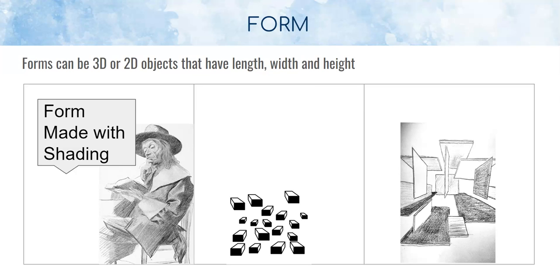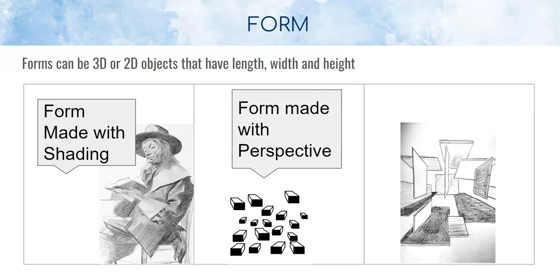The next picture is a bunch of one-point perspective drawings. Those are made with perspective. They do have a front face that is shaded, but it's not actually shaded based on light. It's just the front box is shaded in.